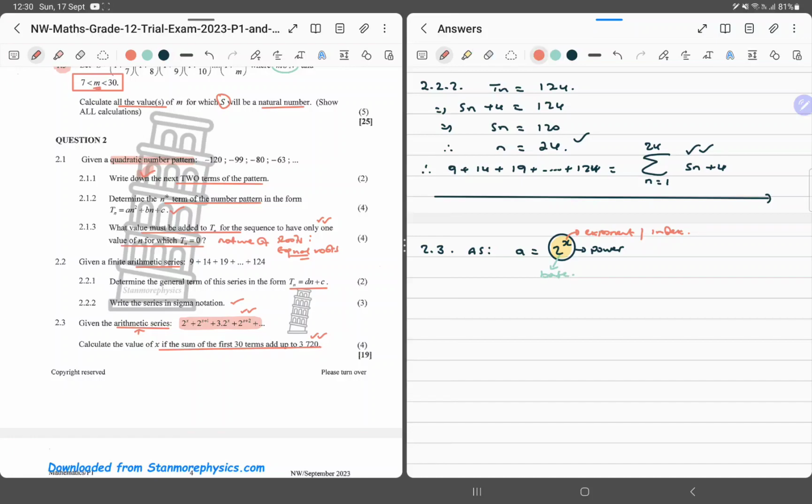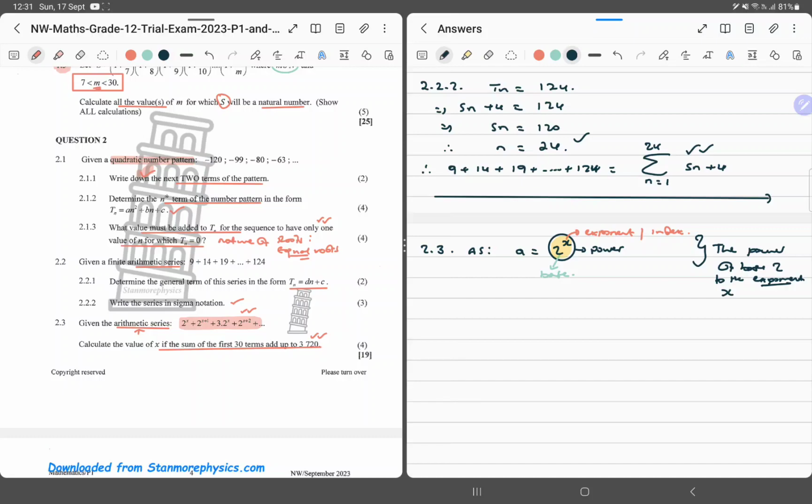Now, how do you read this thing properly, mathematically? You are going to say the power of base 2 to the exponent x, or you can say index x. So how you read this, you are reading it as the power of base 2 to the exponent x, not 2 to the power x. Please do not say that.